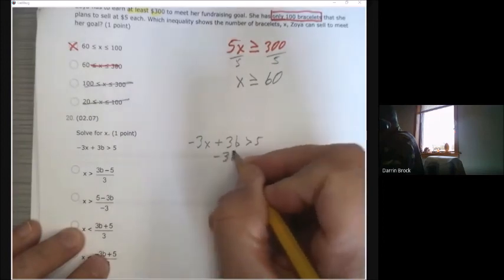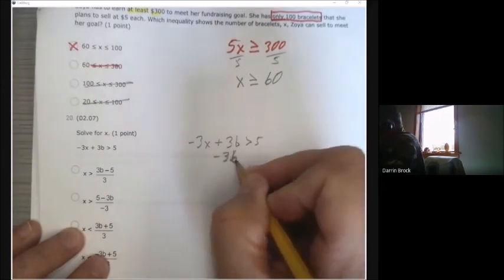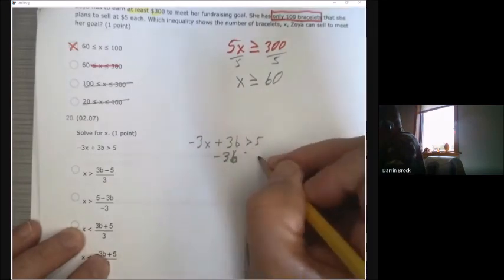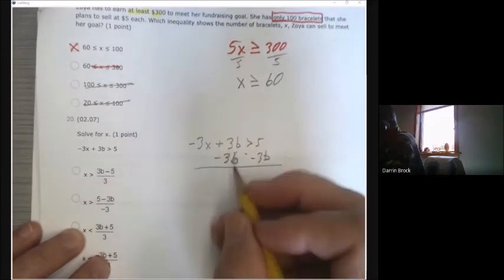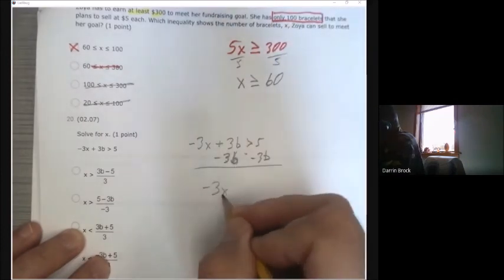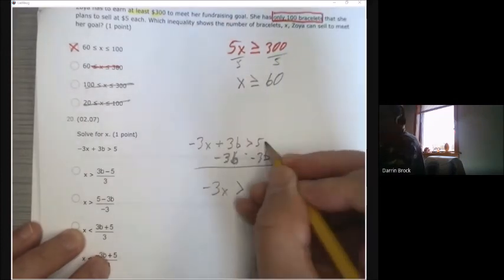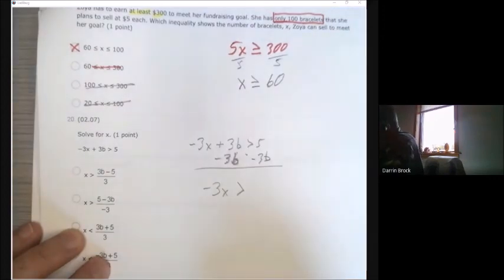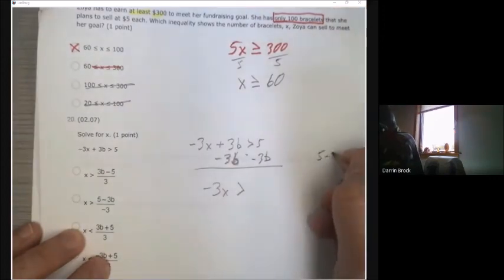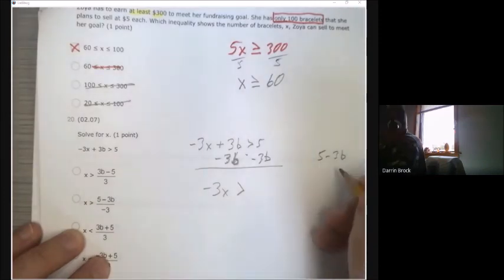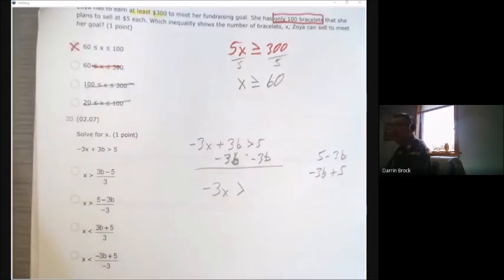3, I want it to look like a 6. B minus 3B. So over here we have negative 3X is greater than, and we got a negative 3B and a 5. You can either write that 5 minus 3B, or usually we like to put the variable, the negative 3B, first, and that's a positive 5. So we'll be adding 5 to it.